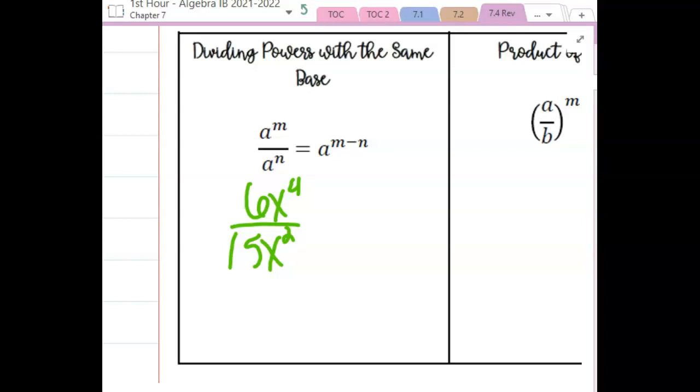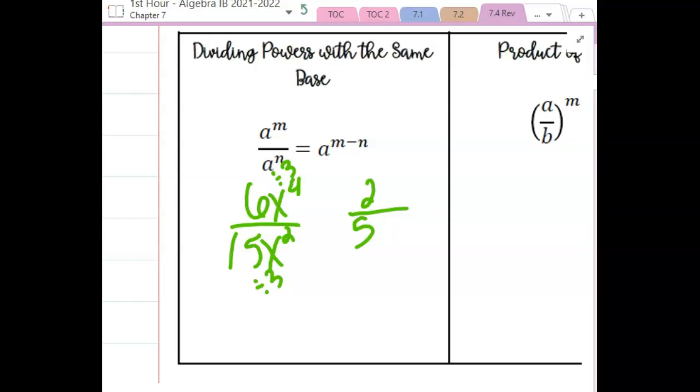If you ignore the x's, that's just 6 over 15. If you were to reduce 6 over 15, you would be looking for a common factor. What do 6 and 15 have in common? 3, right? Just like you know how to reduce fractions, divide each of those by 3 and you would get 2 over 5. Now with the variables, this is where we're subtracting. We have x to the fourth over x squared, and remember, you would subtract 4 minus 2, you'd get x squared.